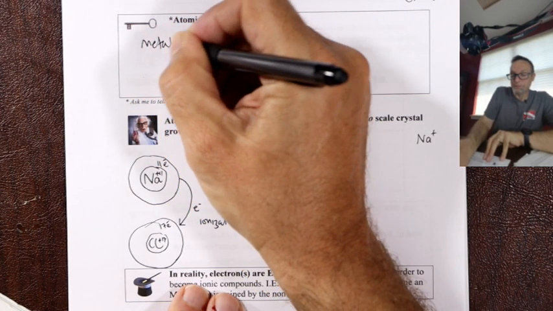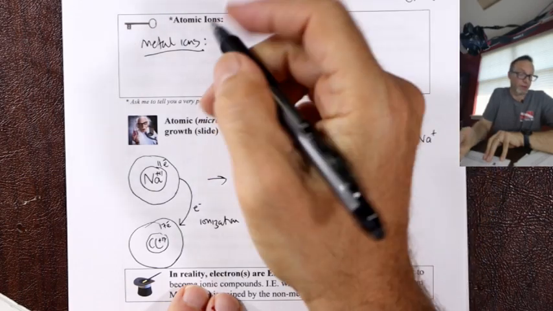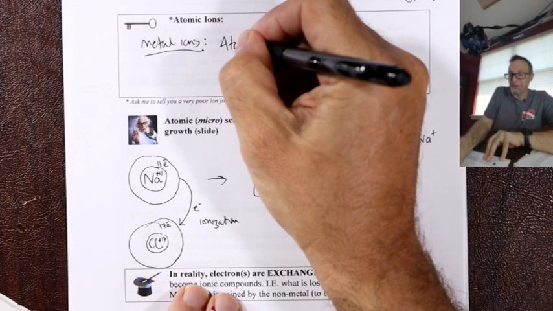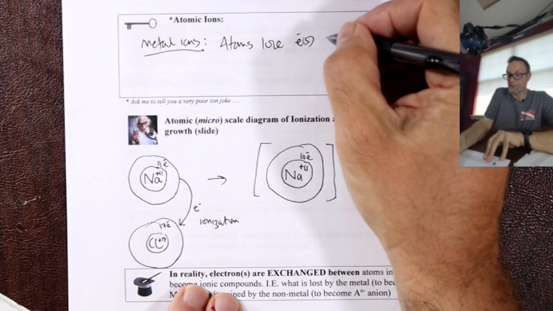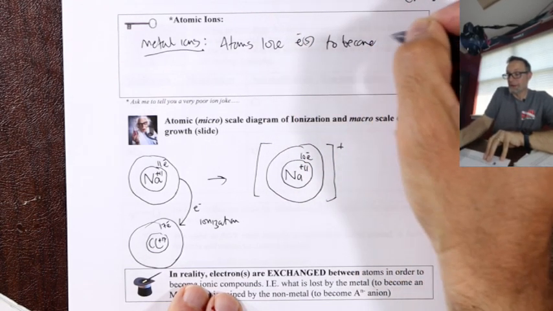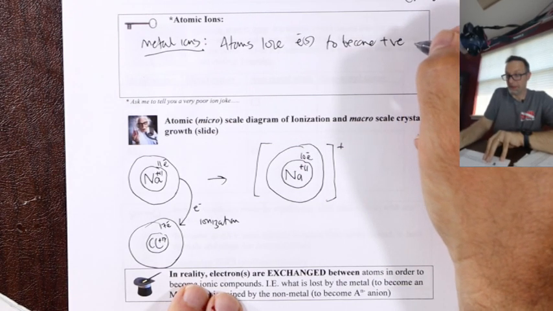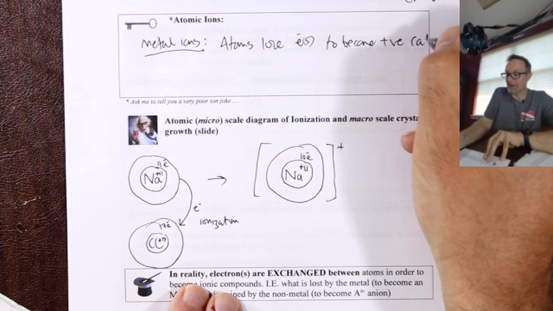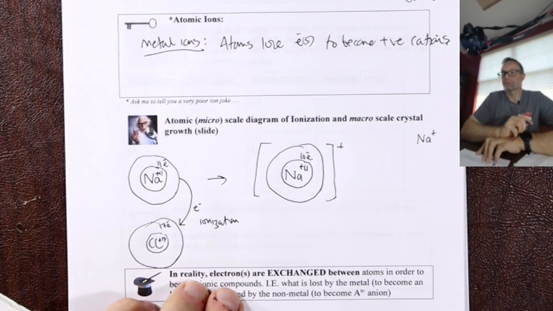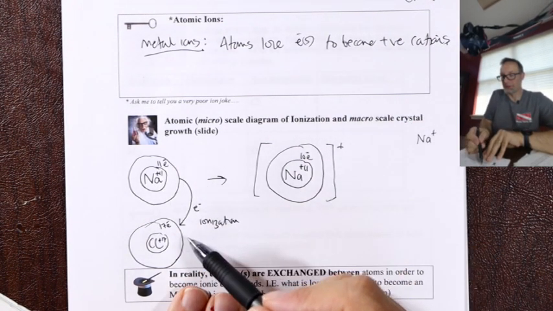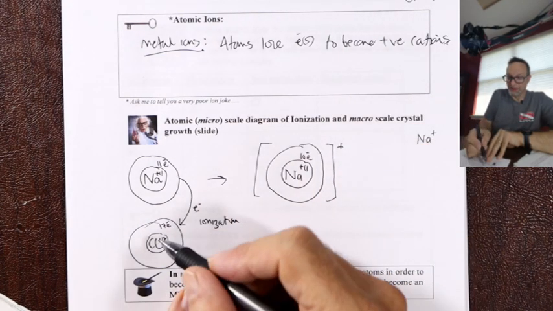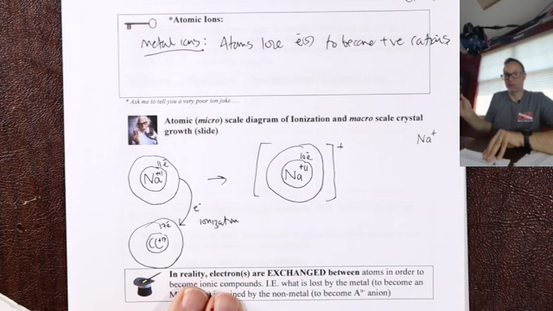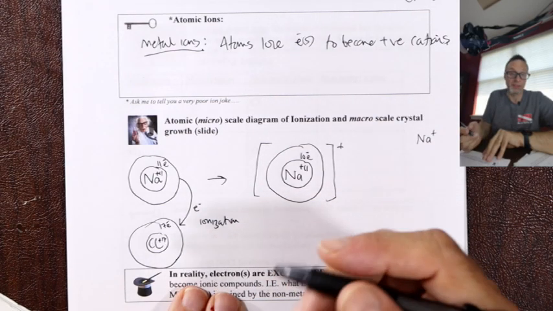Metal ions, let's talk about atoms first. Atoms that are metals, as we just saw, lose an electron or electrons to become net positive, cations. So metals lose electrons through ionization to become net plus. They make a cation. On the other hand, where did that electron go? It doesn't just float off. It's a subatomic particle. It can't exist by itself. It jumps onto another atom to make a stable ion.